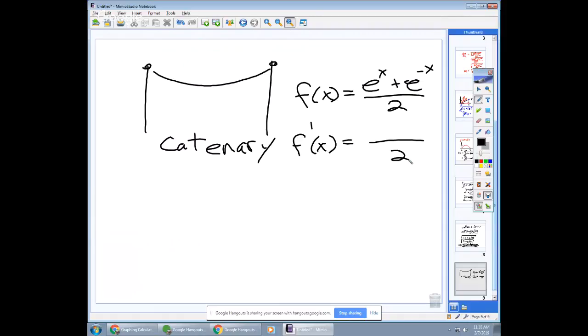What's the derivative of e to the x? E to the x. What's the derivative of e to the negative x? Negative e to the negative x. And this function right here happens to be what's called the hyperbolic sine curve. So this function up here is called the cosh of x, and this one down here is called the sinh of x. It's not helpful for us right now to give them those names. We're going to use the e to the x versions.